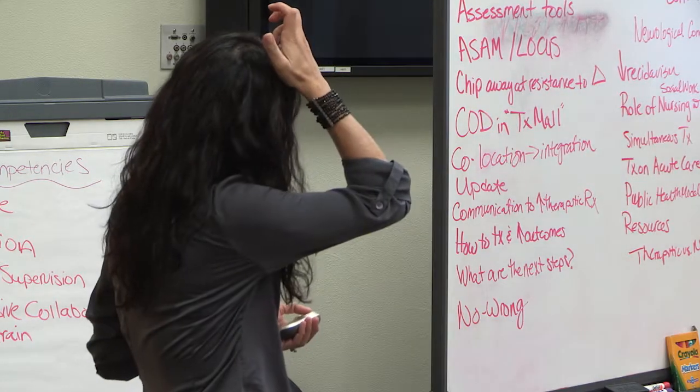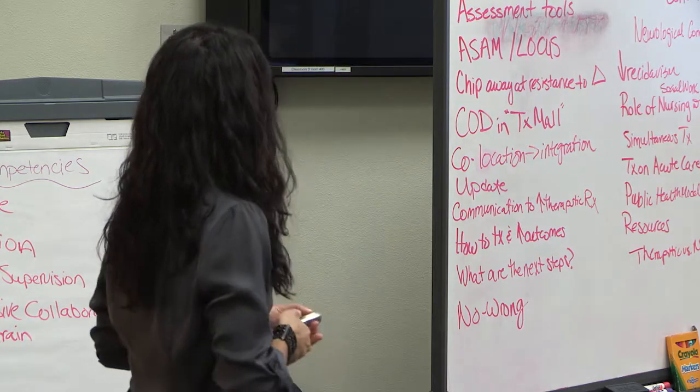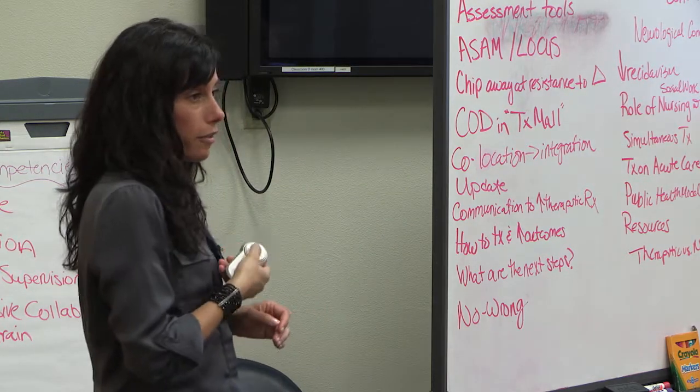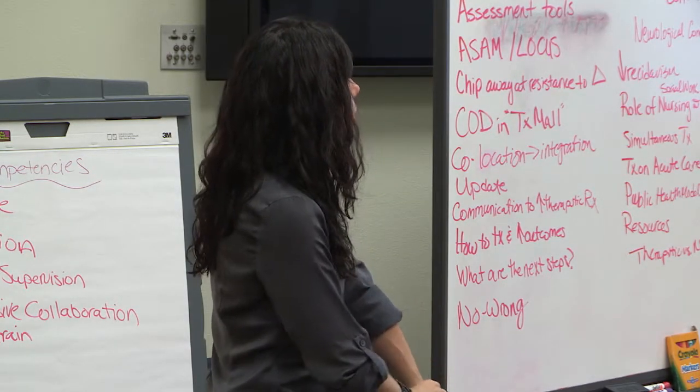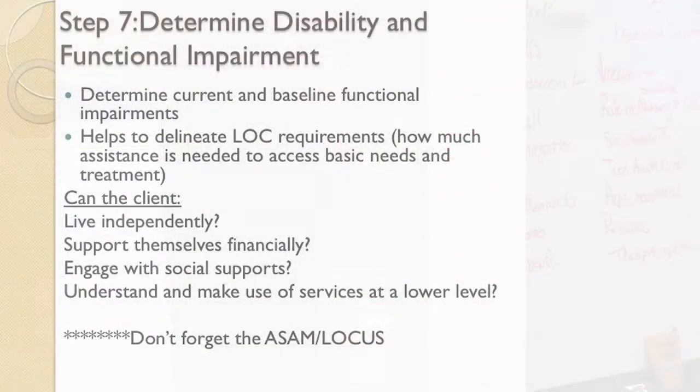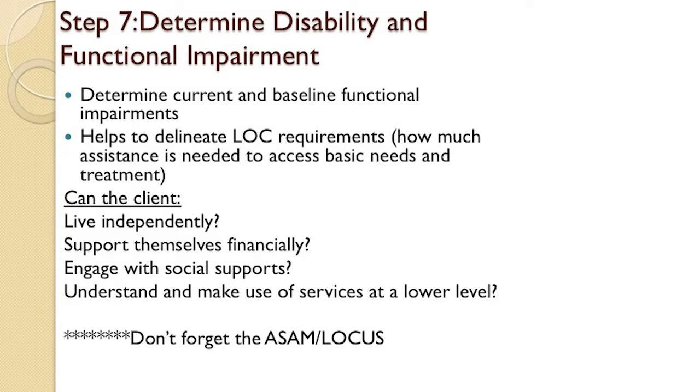And then we want to determine disability and functional impairments. So this is where I had that Anderson Cooper video that I showed you yesterday. We want to determine current and baseline functional impairments. This helps to delineate the level of care requirements. So how much assistance is needed for an individual to meet their basic needs and access treatment? Can the client live independently? Can they support themselves financially? Are they engaged with social supports? And do they understand and make use of services at a lower level?